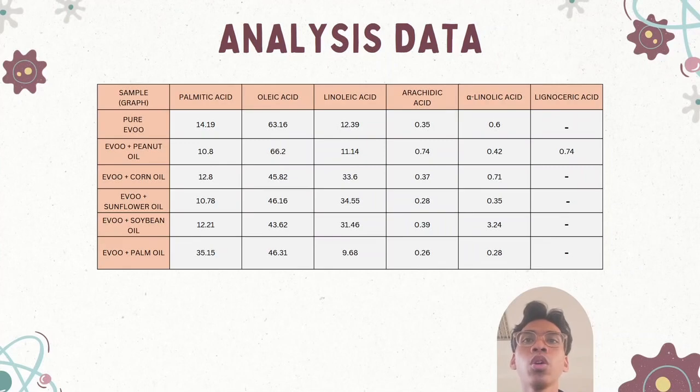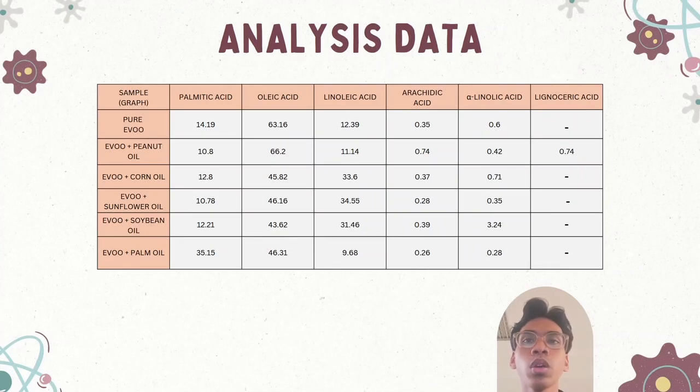For extra virgin olive oil with soybean oil, palmitic acid is 12.21, oleic acid 43.62, linoleic acid is 31.46, arachidic acid is 0.39, alpha-linolenic acid is 3.24, lignoceric acid is 0.